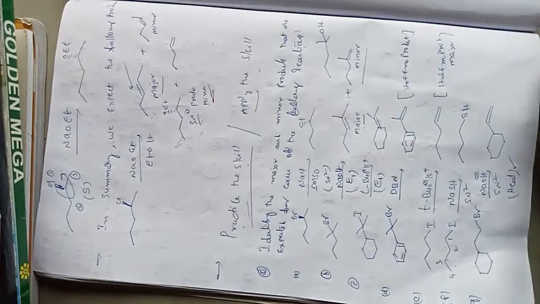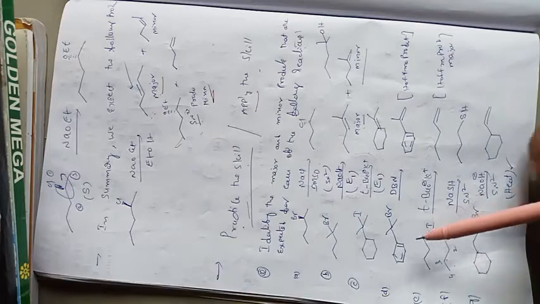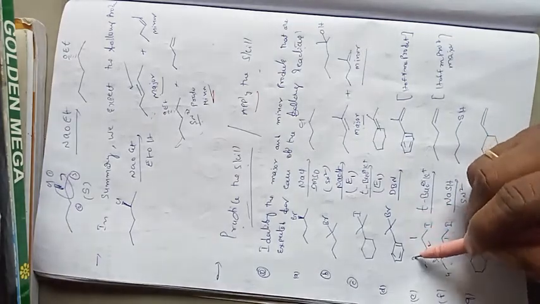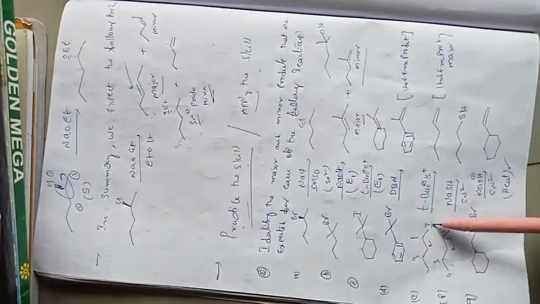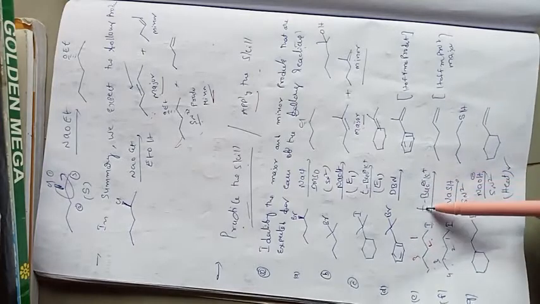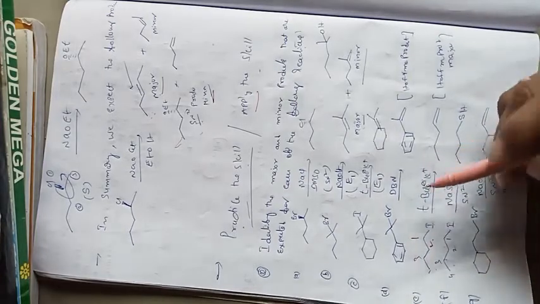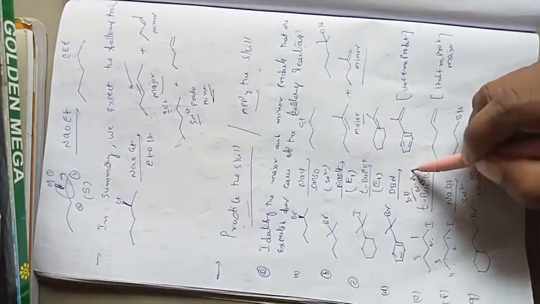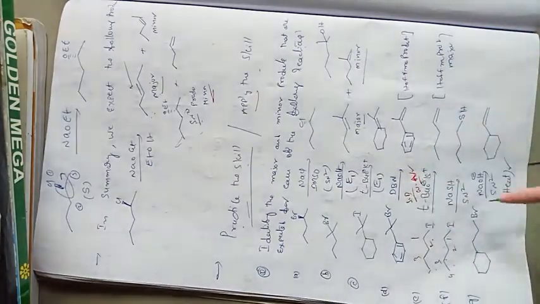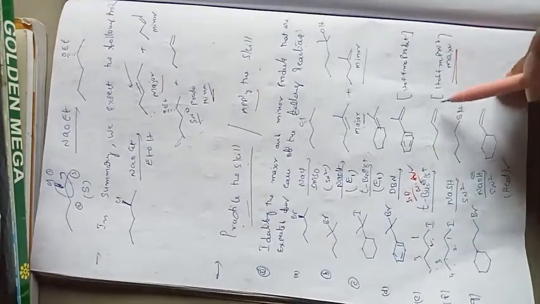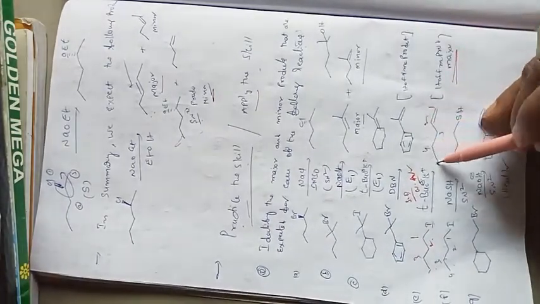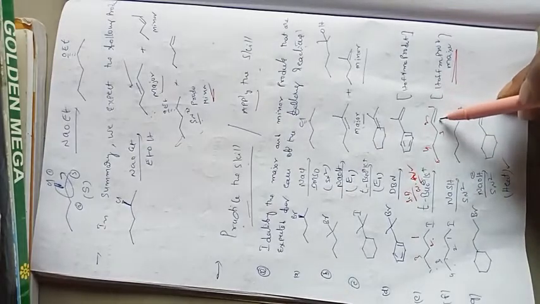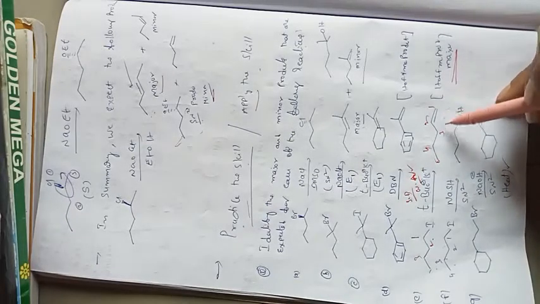And another one, for example 1-iodobutane reacting with potassium tert-butoxide. Potassium tert-butoxide is a strong base whereas a weak nucleophile. So in this case the Hofmann product is the major. What is the product? The Hofmann product means the less substituted product is the major product.